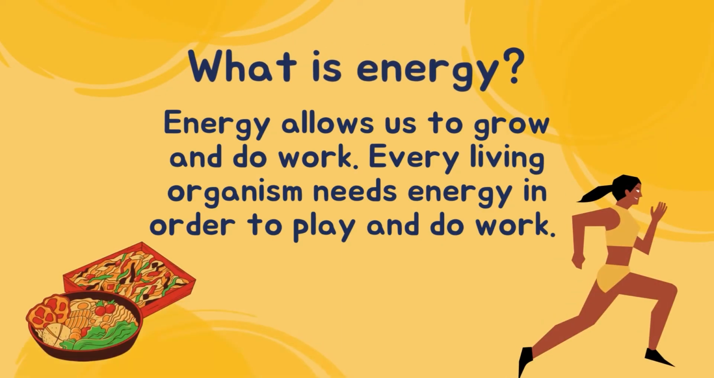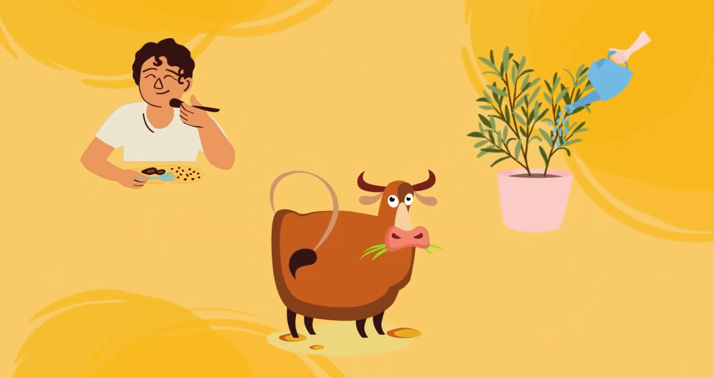What is energy? Energy allows us to grow and do work. Every living organism needs energy in order to play and do work. Humans are able to produce energy from the food that we eat. Animals obtain energy through eating food as well. Plants and trees produce energy from absorbing sunlight and water.